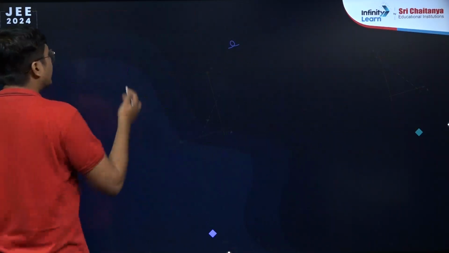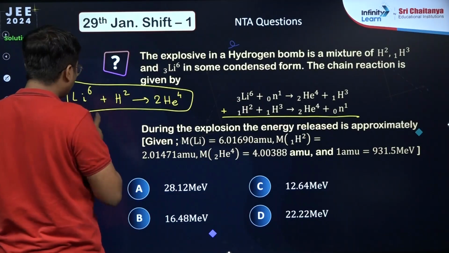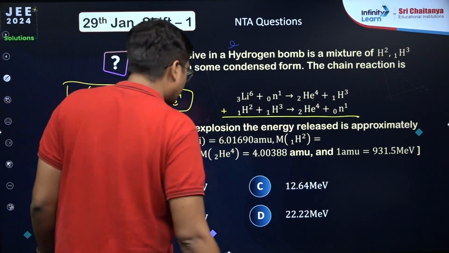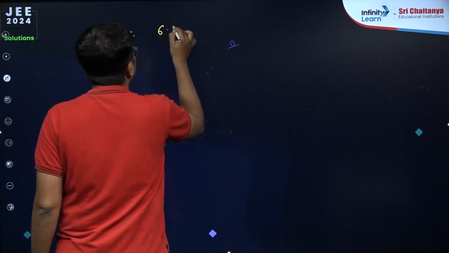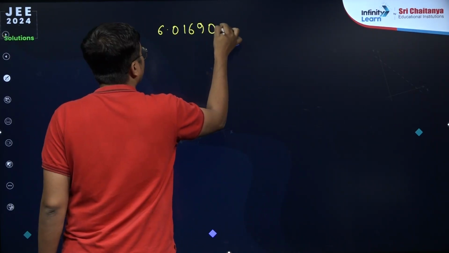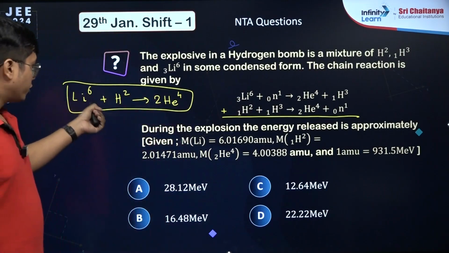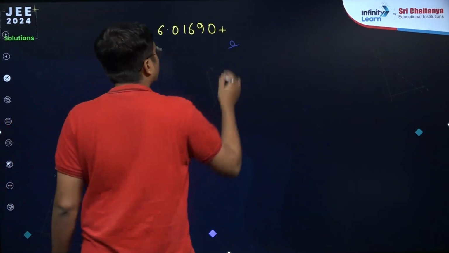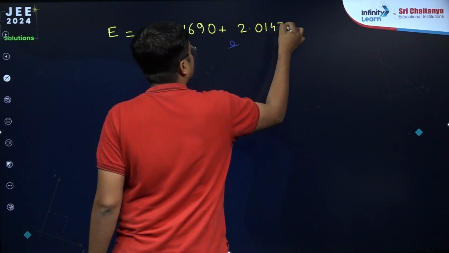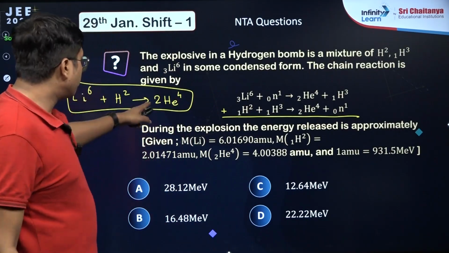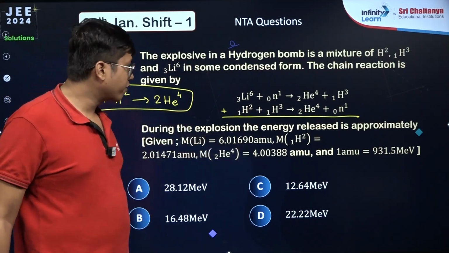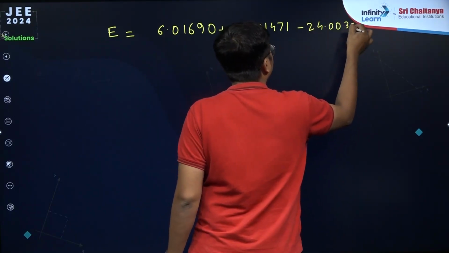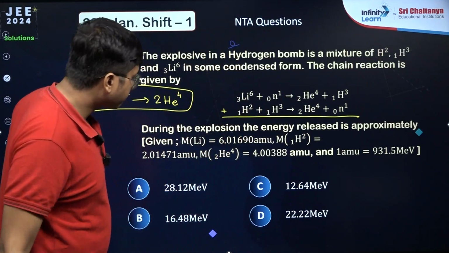mass defect. So we can get the energy released is equal to the energy of lithium plus deuterium, that is 6.01690, plus the mass of deuterium, which is given as 2.01471, and minus 2 times the helium. So helium is given by this. So minus 2 into 4.00388. Did I get it correct?